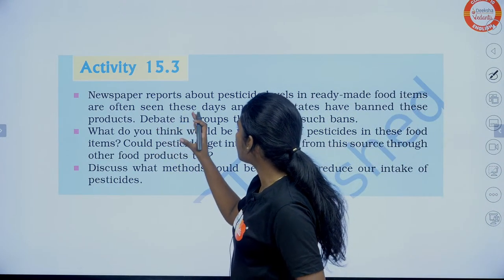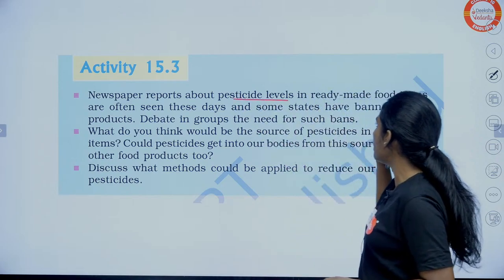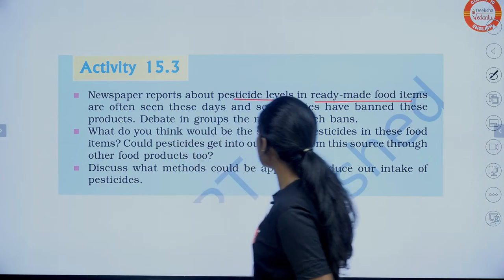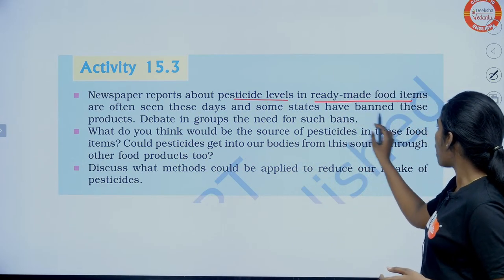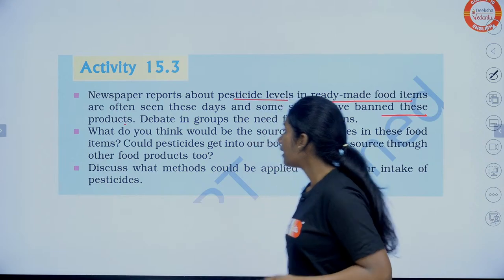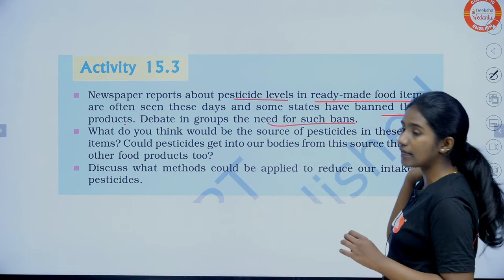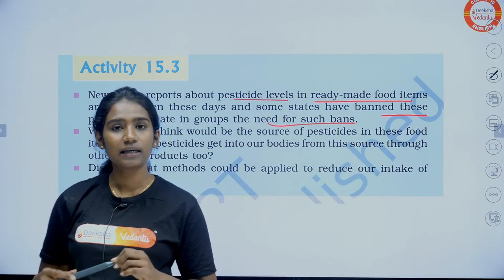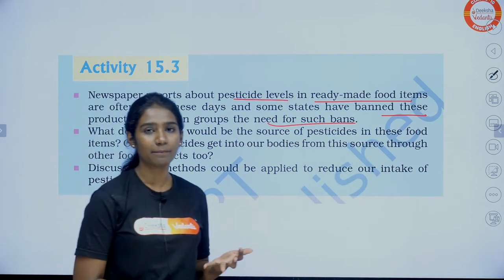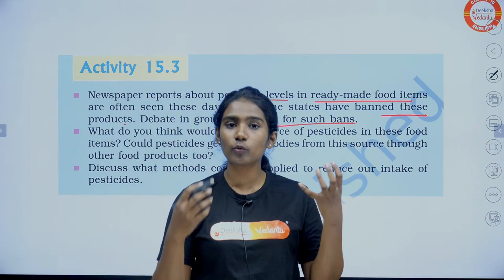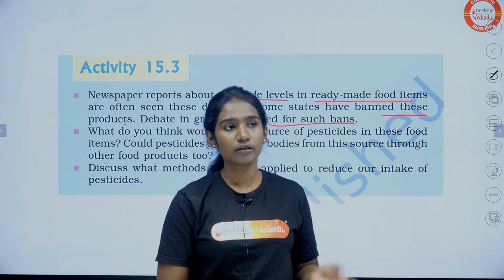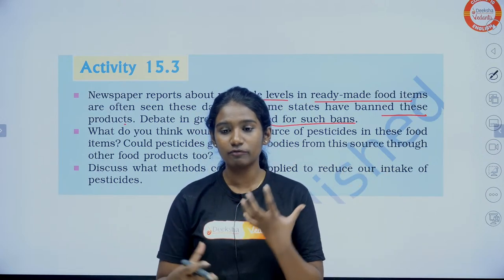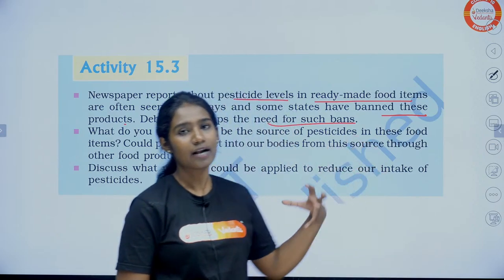The newspaper reports about pesticide level in ready-made food items are often seen these days, and some states have banned these products. Debate in group the need for such bans. See, that is true, right? Pesticides are chemicals. They are man-made. Why do we add them to plants? Because we want to protect those crops from harmful microorganisms which cause diseases. Right, that's why we add pesticides.